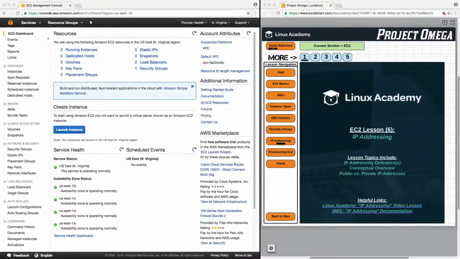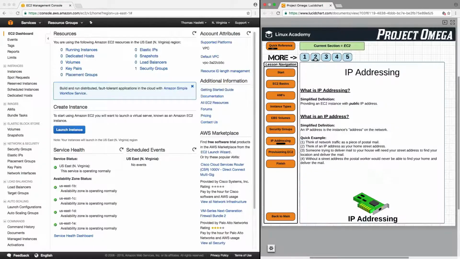Hello, and in this lesson, we are going to focus on IP addressing, specifically IP addressing definitions, a conceptual overview of IP addressing, and public versus private IP addresses, which will be the main focus of this lesson. So what is IP addressing? Well, for a simplified definition, it is providing an EC2 instance with a public IP address.